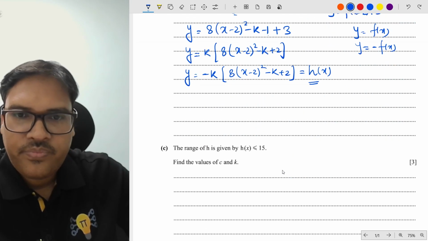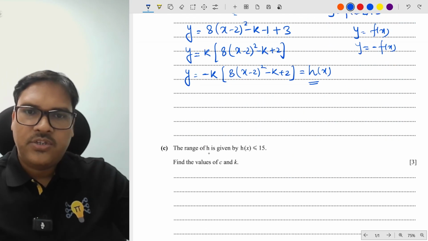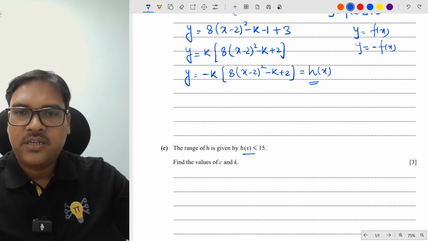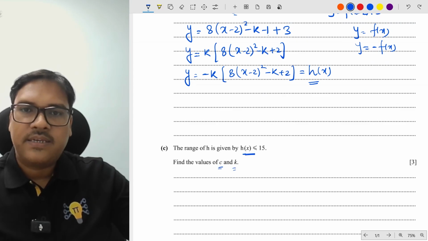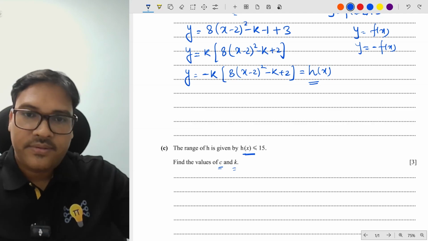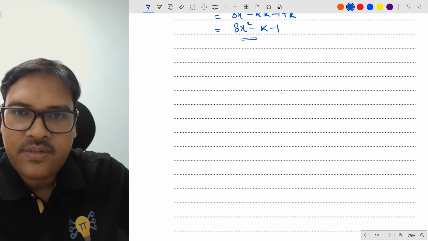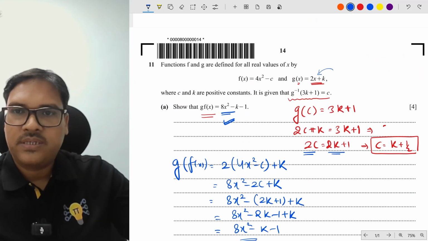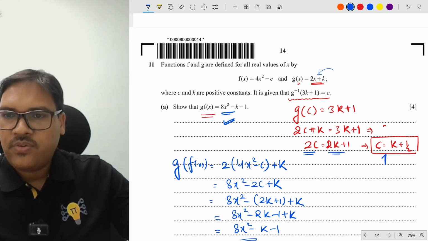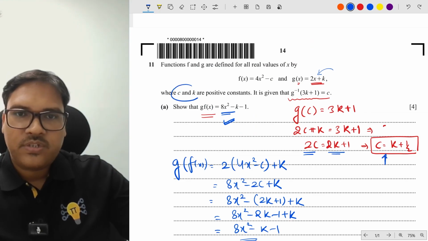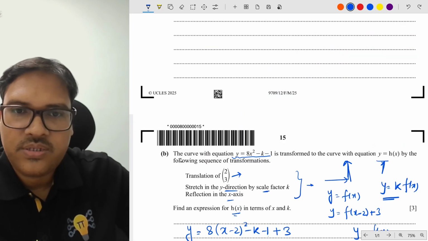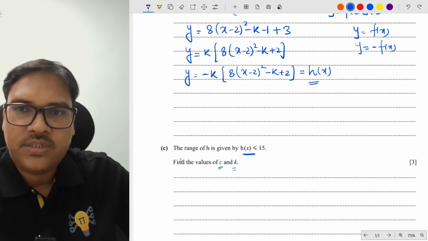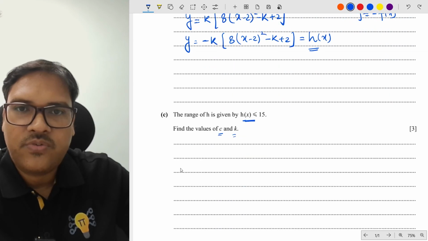Now the next part. The range of h(x) is given: h(x) is less than or equal to 15. Then find c and k. It is already given, what is the relation between c and k? We have already found this. And we know that c and k are positive constants. So you can see this function h(x) has a range less than or equal to 15.